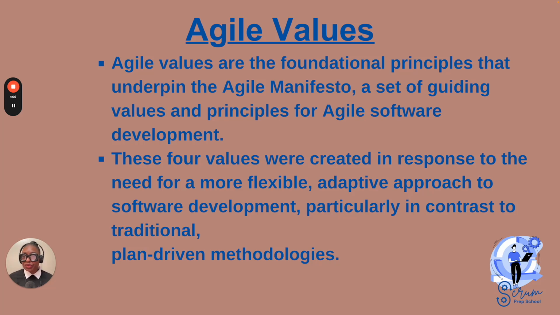So without further ado, I'm just going to give a brief overview: the Agile values are the foundational principles that underpin the Agile Manifesto. It's a set of guiding values and principles for Agile software development. These four values were created in response to the need for a more flexible, more adaptive approach to software development, particularly in contrast to traditional plan-driven methodologies, okay?